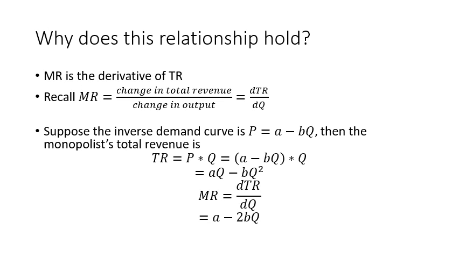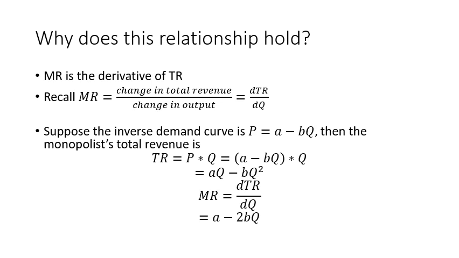Why does this relationship hold? The marginal revenue is the derivative of total revenue. Recall, marginal revenue equals the change in total revenue over change in output, or the derivative of TR, total revenue, with respect to quantity. So we can show this.